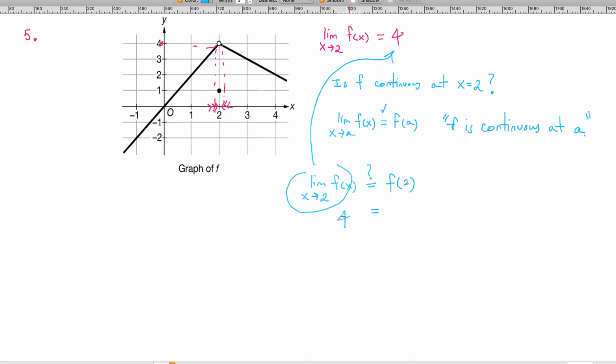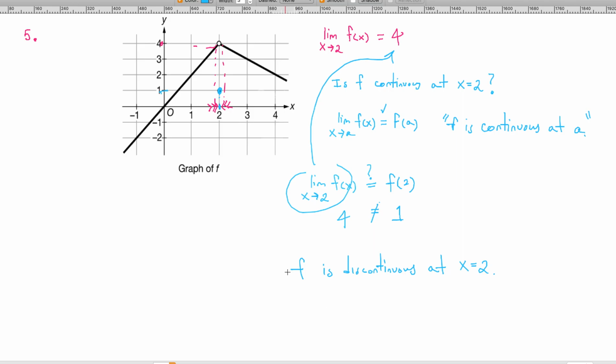So the left-hand side equals 4, and then f of 2. If I look at f of 2, right, and I go up, I see that the filled-in dot is at 1, and I have that 4 equals 1. Is that true? No. So then this means that f is discontinuous at 2. F is discontinuous at x equals 2.